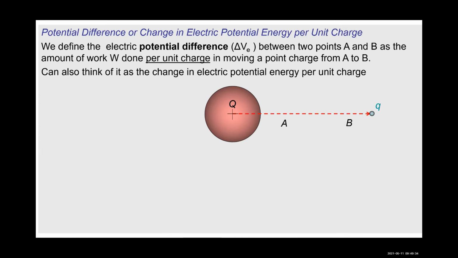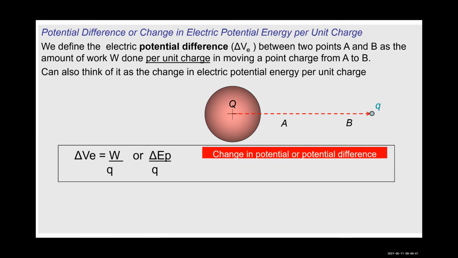You can also think of it, and I would encourage you to think of it, as the change in electric potential energy per unit charge. So these are the equations. Delta V E, that's electric potential difference, equals work done per unit charge, W over Q, or it's the change in electric potential energy per unit charge, delta EP over Q.